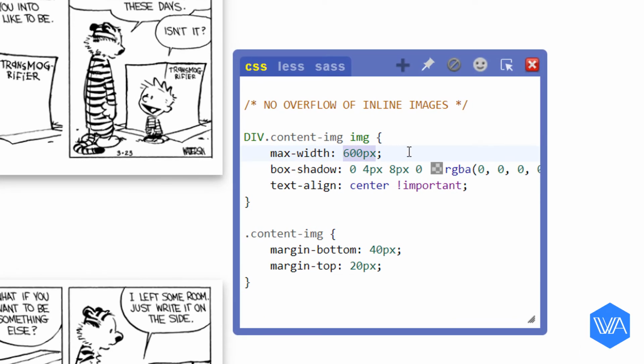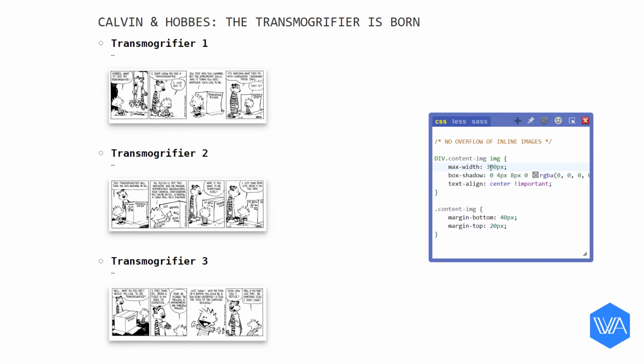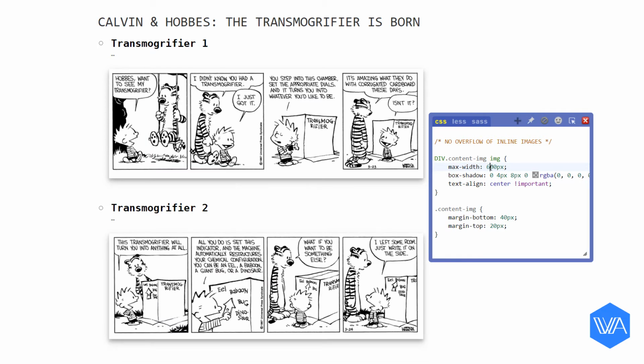Over here you see I have a maximum width of 600 pixels. See what happens when I change it up to 300 pixels. Well, we get 300 pixels. And then up to 800 pixels. A little bit too big for my taste. And finally back to 600. That's the way I like it. So you decide on the width of your images.